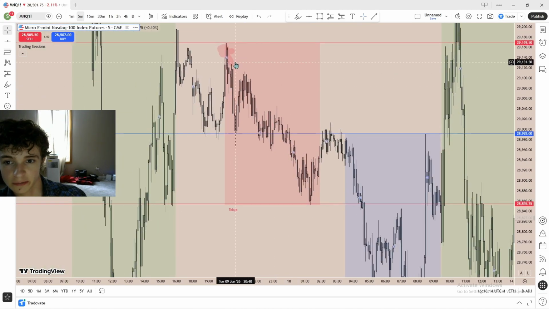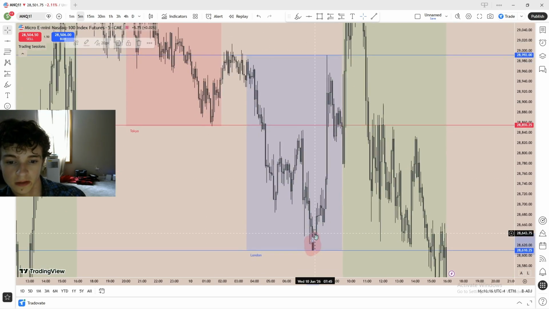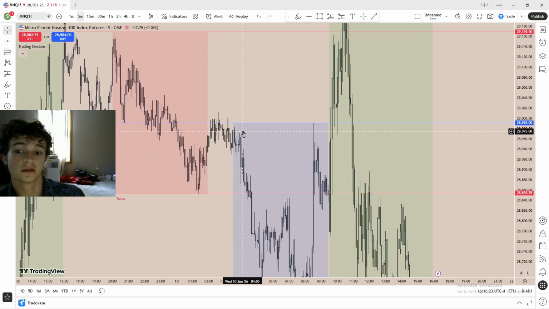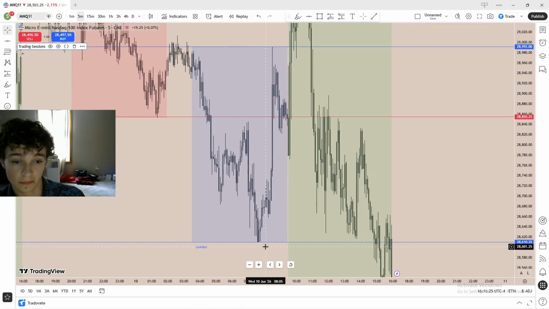Now I'm going to show you guys examples. So we have our spots where we have our sells and our buys. Obviously, Asia high is a sell. Asia low is a buy. London high is a sell. And then London low is a buy.